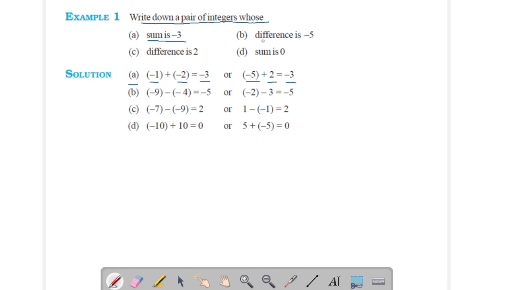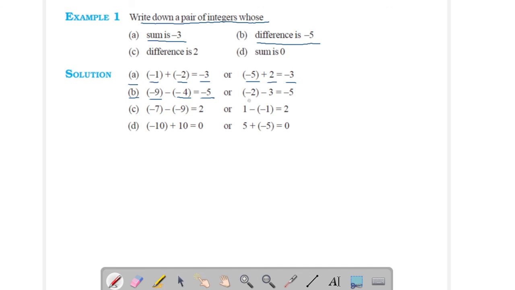Now B part, difference is minus 5. You have to take two integers whose difference is minus 5. Here see the solution: minus 9 minus within the bracket minus 4. What will you get? Here if you open the bracket, minus minus will be plus. So minus 9 plus 4, you will get minus 5. Your answer is minus 9 and minus 4.